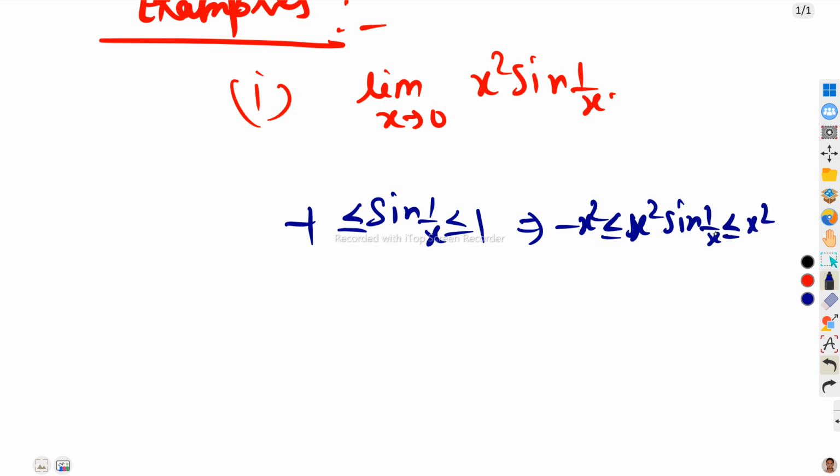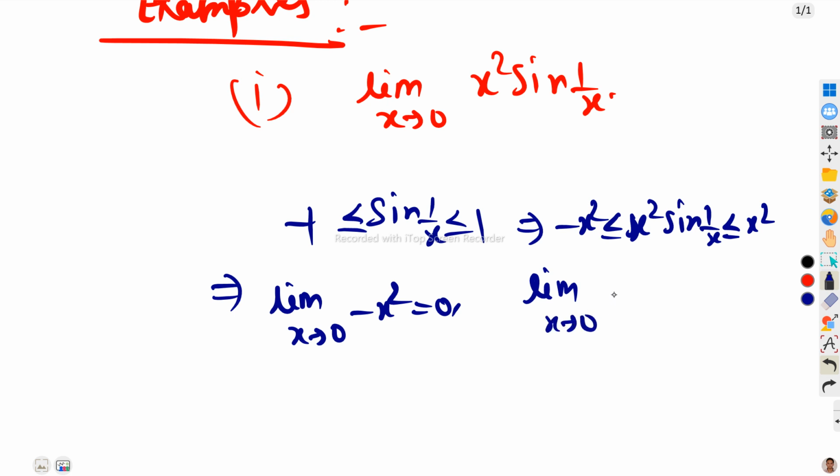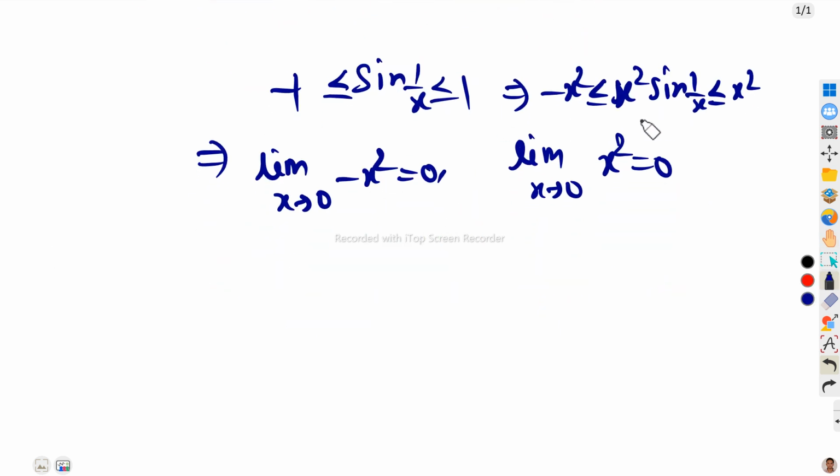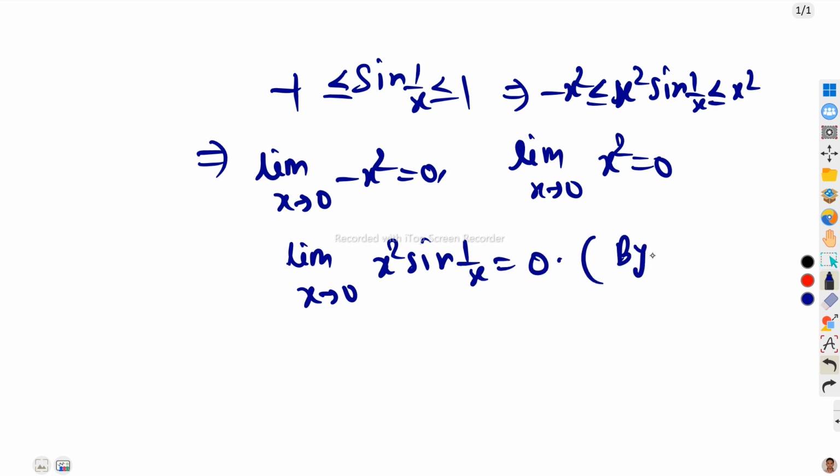Since x square is a positive real number, multiplying with x square in the inequality does not change the inequality. So this can be written like this. The limit as x tends to 0 of minus x square equals 0, and the limit as x tends to 0 of x square equals 0. So the functions on the extreme sides go to 0, so the function in the middle also goes to the same limit. So the limit as x tends to 0 of x square sine 1 upon x equals 0 by the squeeze principle.